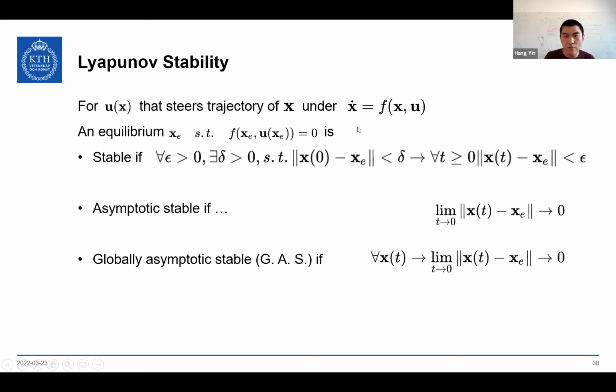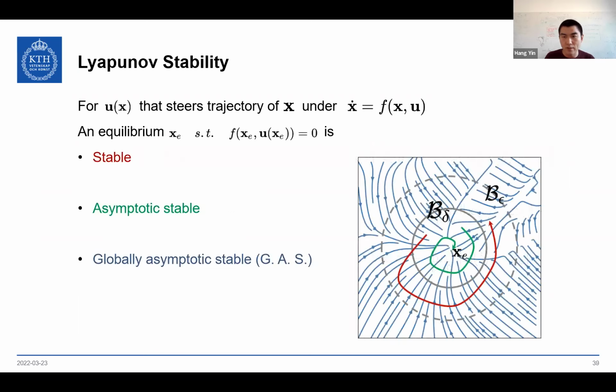And also if I remove the constraint that you have to start close enough, and you can start from any point of the state space, then you can say that this is the global asymptotic stability, which is probably the strongest version of that one. And if you find it hard to understand, I'll provide you some kind of illustrative example.